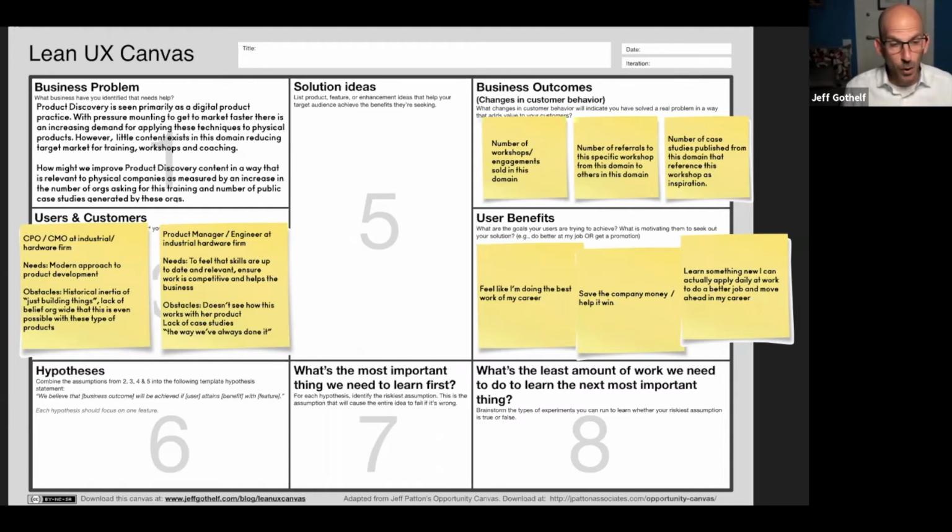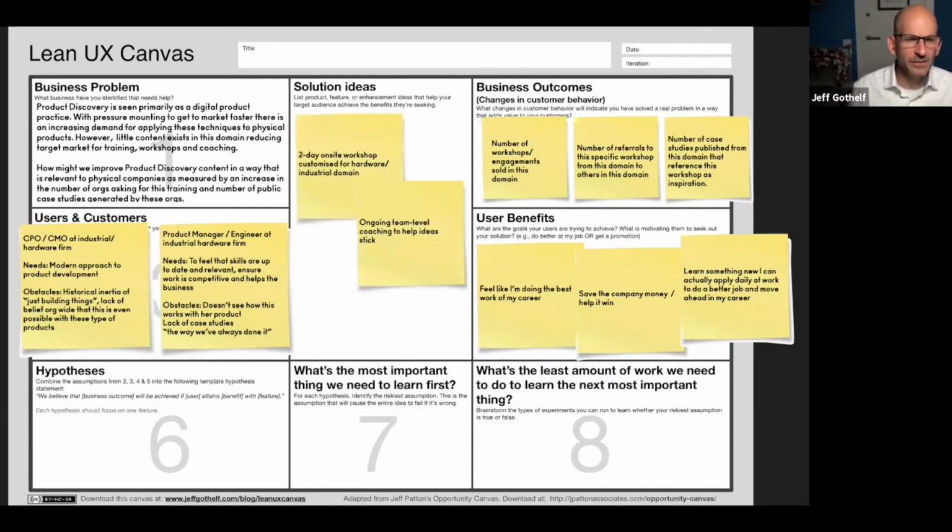So as you've noticed, hopefully, I've created the current condition, right? The current condition is I don't sell stuff to physical manufacturing companies, and these are the people who currently work in that space. And the outcome is I want to see more people buying from that domain and writing case studies. And hopefully what happens is they get better at their jobs, they save their company money, they feel more successful. So how do we get from now to later?